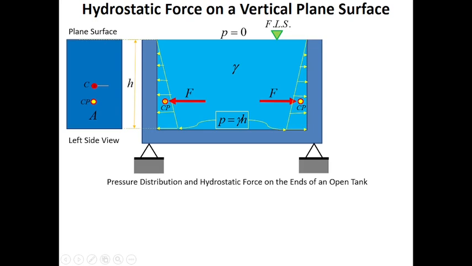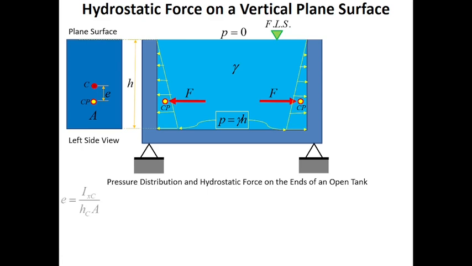So, we continue. We consider now the distance between the centroid and the center of pressure. So, that is the eccentricity. Ang tawag natin dito ay eccentricity, which is a distance between the centroid and the center of pressure. The centroid of the area and the center of pressure. So, yung distance na yan, that is eccentricity.